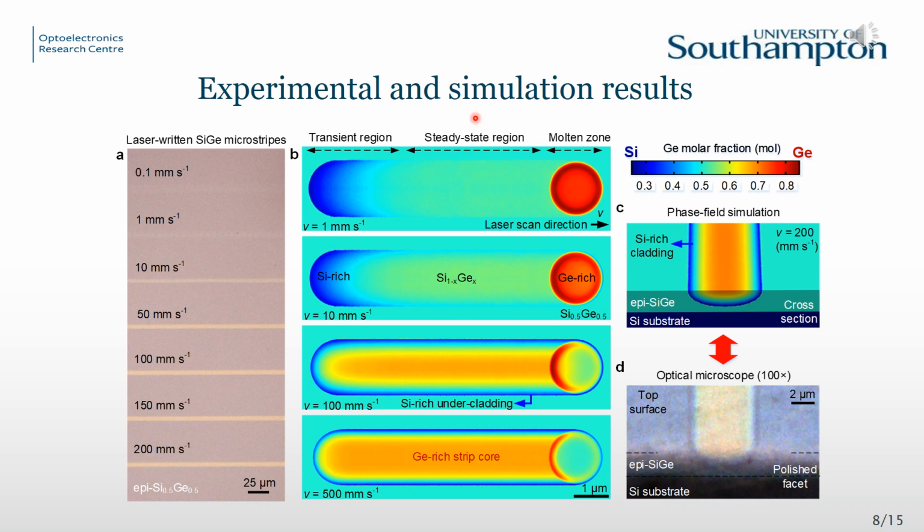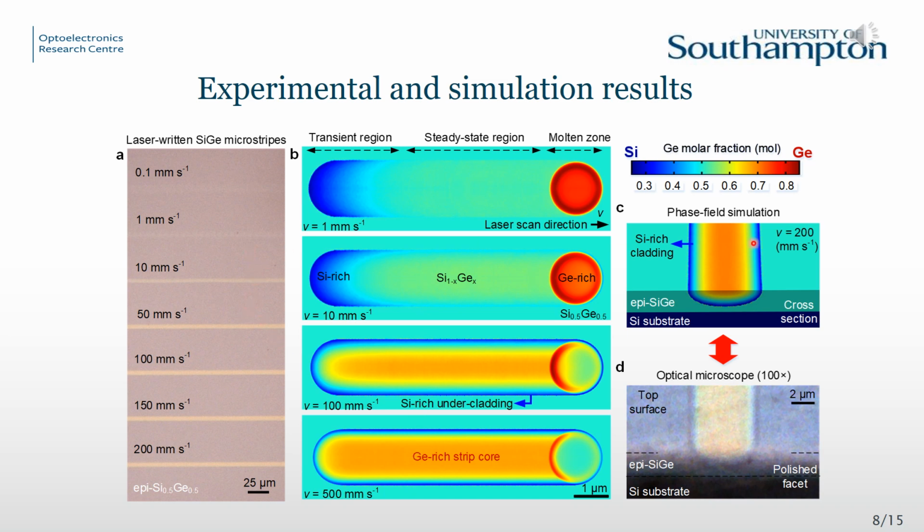Simulation results presented in figure B show the spatial redistribution of the germanium mole fraction within the laser-processed microstripes at various constant scan speeds. Phase field modeling provides good qualitative agreement when compared to the experimental observations. For example, both experimental data in figure A and the simulation results given in figure B show that the widening of the germanium-rich strip core on the top surface occurs as the scan speed increases.